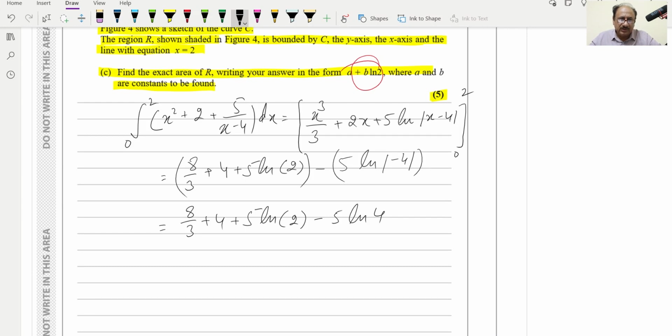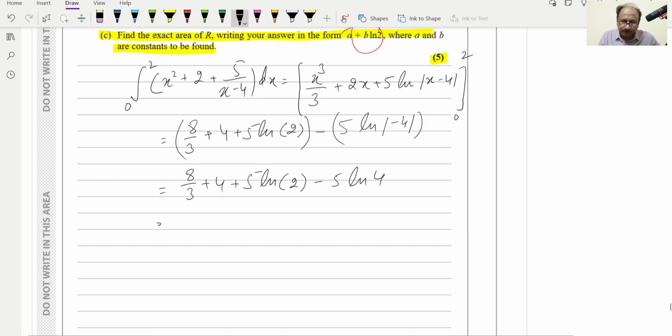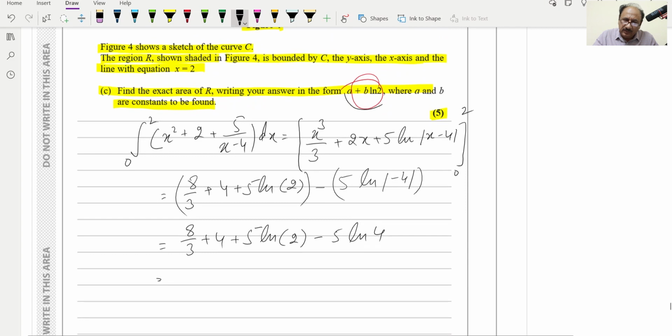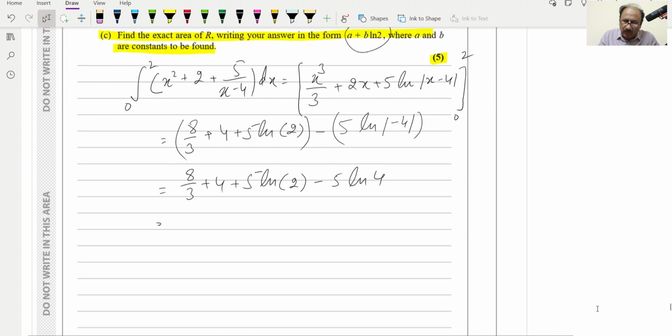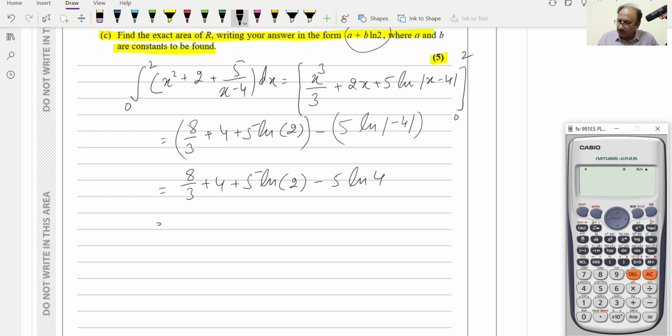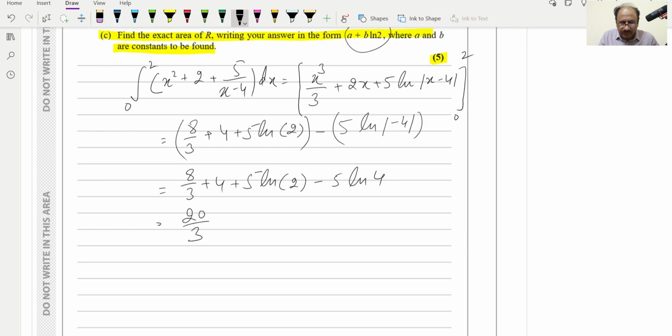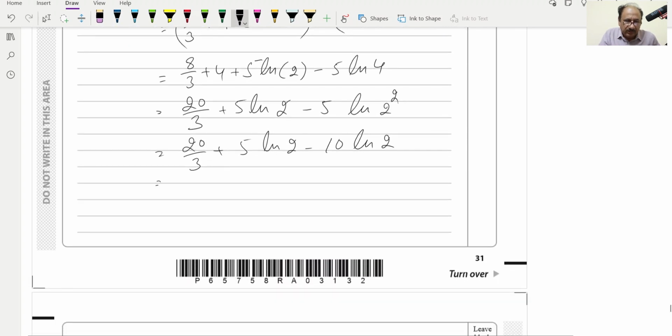Now we can calculate this, and before calculating it, we need the shape a plus b log of 2. So this log 4 also we need to change into log of 2 format. So 8 over 3 plus 4 will be equal to 20 by 3. So 20 by 3 plus 5 log of 2 minus 5 log of 2 squared. The 2 we can shift first, and 5 into 2, so we can write this as 5 log of 2 minus 10 log of 2, and we can rewrite it as 20 by 3 minus 5 log of 2.